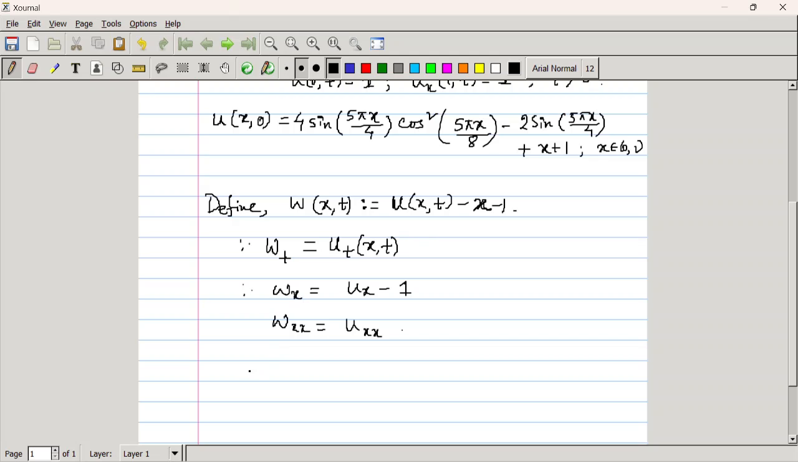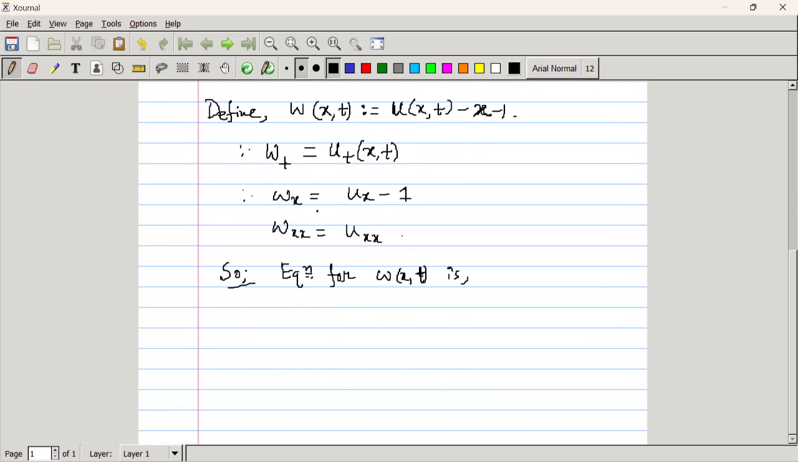So what equation does w satisfy? If I replace in the equation for u, ut minus uxx equal to 0, the equation for w is: replacing ut by wt and uxx by wxx, wt minus wxx equal to 0 when x, t lies in (0,1) cross (0, infinity).